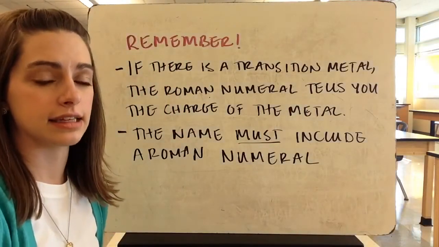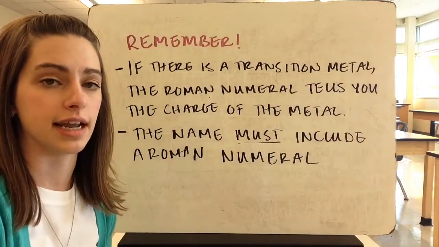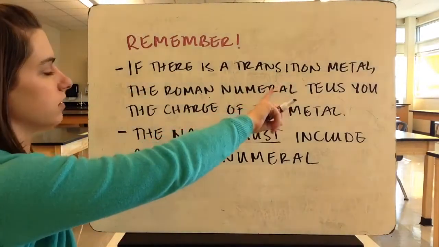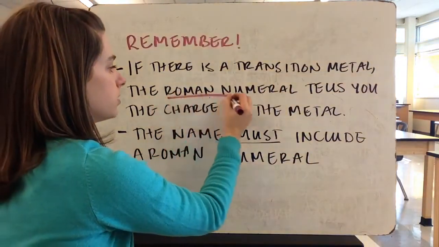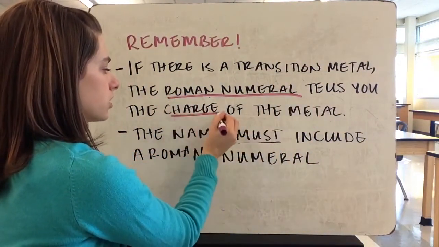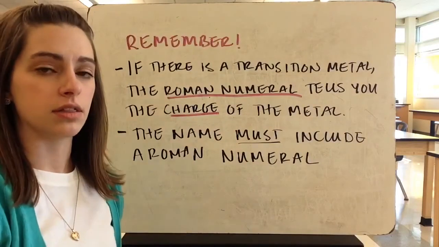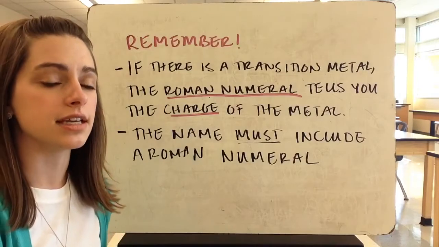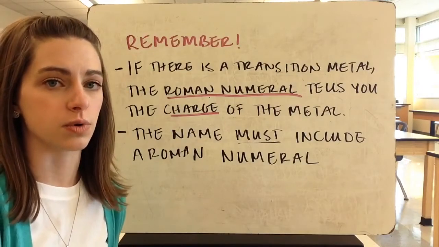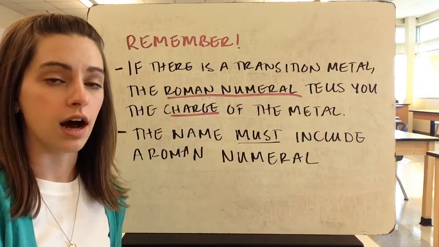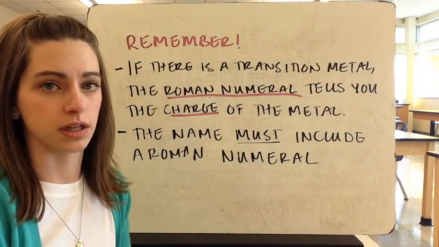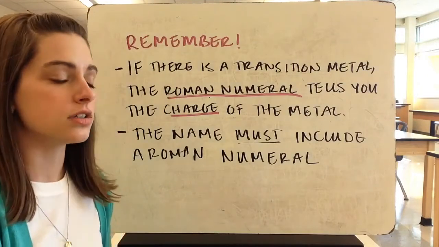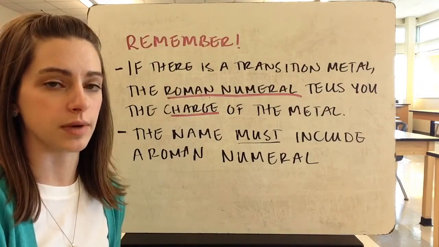We have 2 main things that we need to remember when we look at writing names and formulas for transition metals. The first thing is that if there's a transition metal, we have to remember that the Roman numeral tells you the charge. So in the name, the Roman numeral is going to tell you the charge on the metal. That means that you have to include the Roman numeral when you write the name. Otherwise, we don't know if iron's going to have a +2 or a +3 charge. They're 2 very different compounds. So you have to include the Roman numeral when you write the name.